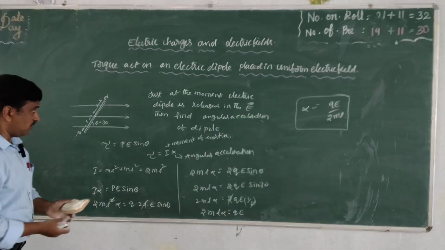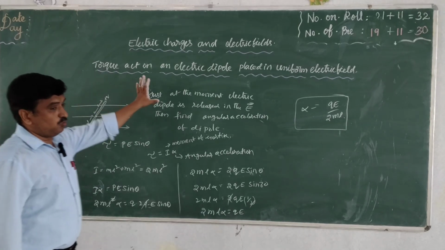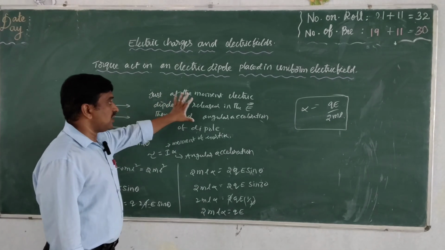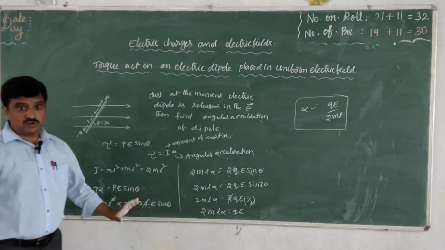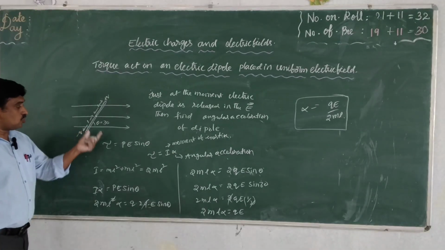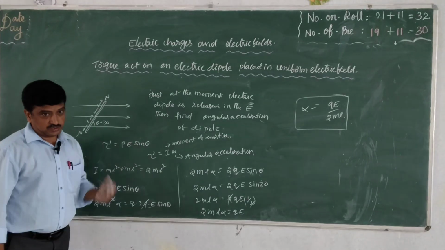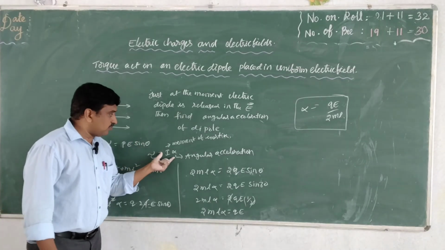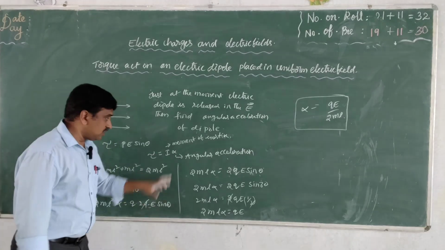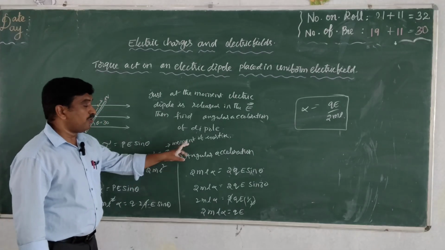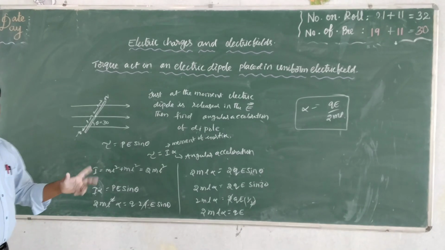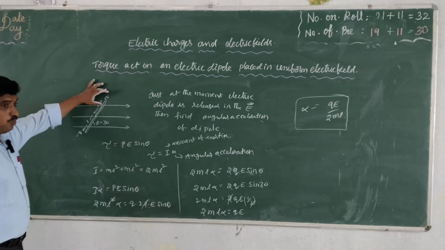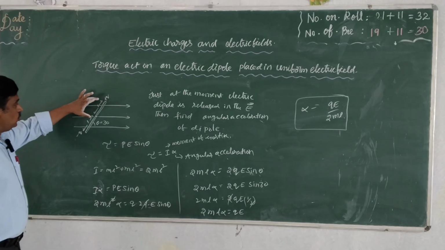Once again, just at the moment the electric dipole is released in the uniform electric field, find the angular acceleration of the dipole. What is the torque acting on this? P E sin theta. Torque we also have with moment of inertia and angular acceleration, that is I alpha. I means moment of inertia. Moment of inertia means mass into the square of the distance between the particle and the axis of rotation.